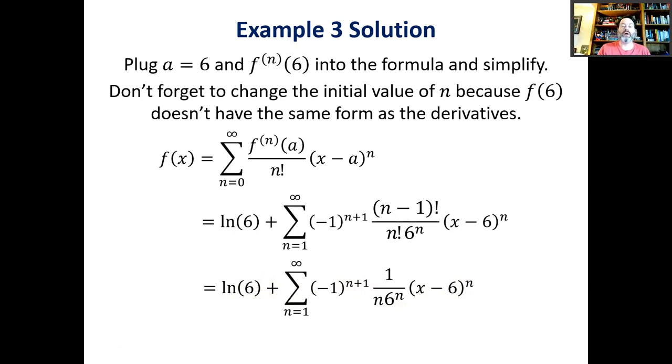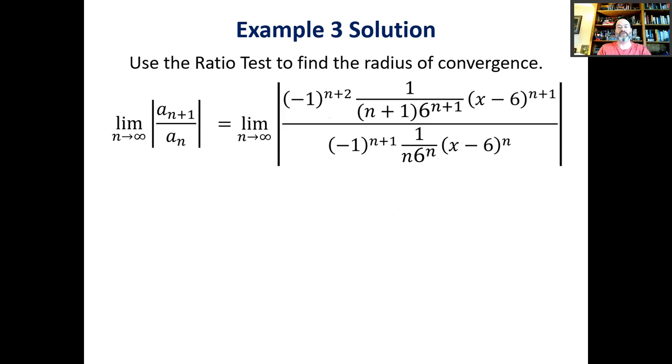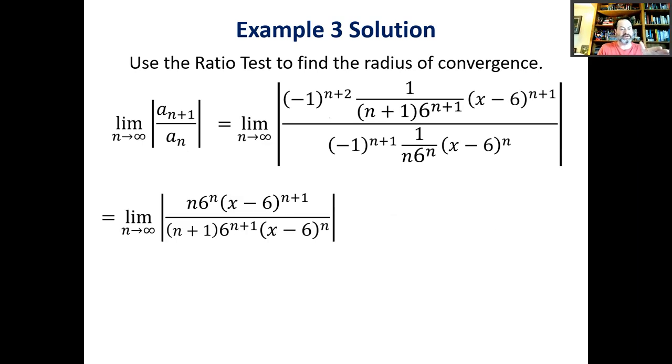All right, let's keep going. Oh, we have to find the radius of convergence. That's right. So do the ratio test. There's that big honkin' ratio test. It simplifies pretty nicely. All the negatives go away, so you just ignore them. And then I just flip and multiply. And you can see what's going to cancel.